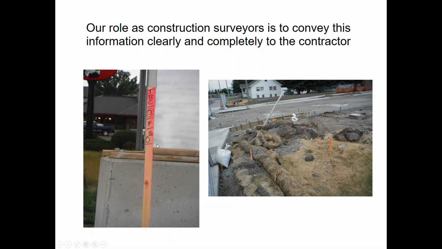Right here, this construction lath tells me that the feature being staked is a curb and gutter. It's a top back of curb. It's a 3-foot offset, and the grade from the construction stake is a fill of 0.16 feet. And what that would look like in application is a hub in the ground, probably down here at the bottom of this offset stake, and the location of that hub is where these dimensions are being referenced from.